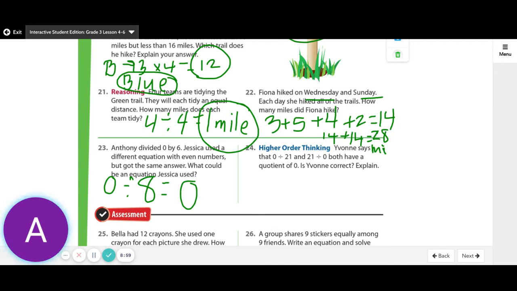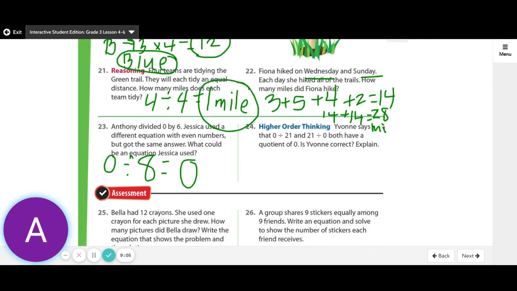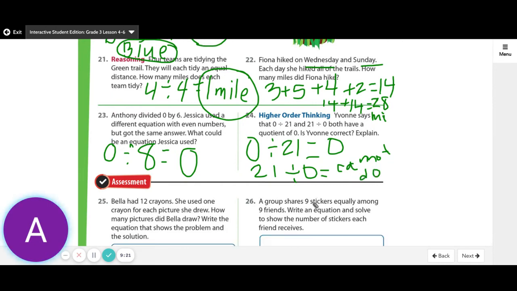Number 24, Yvonne says that 0 divided by 21 and 21 divided by 0 both have a quotient of 0. Is Yvonne correct? Explain. Let's think back to our rules. We know 0 divided by any number will give us 0. But then 21 divided by 0, we cannot do. So she would not be correct because we cannot divide numbers by 0.